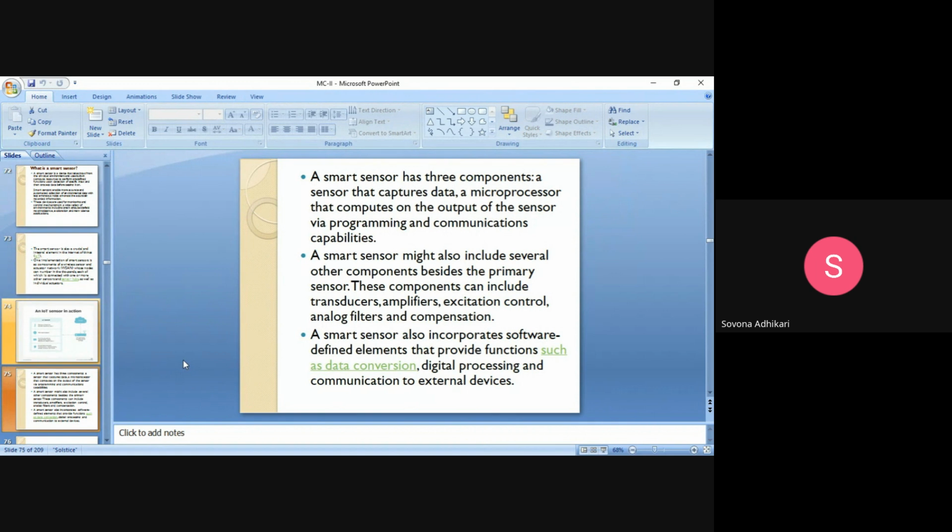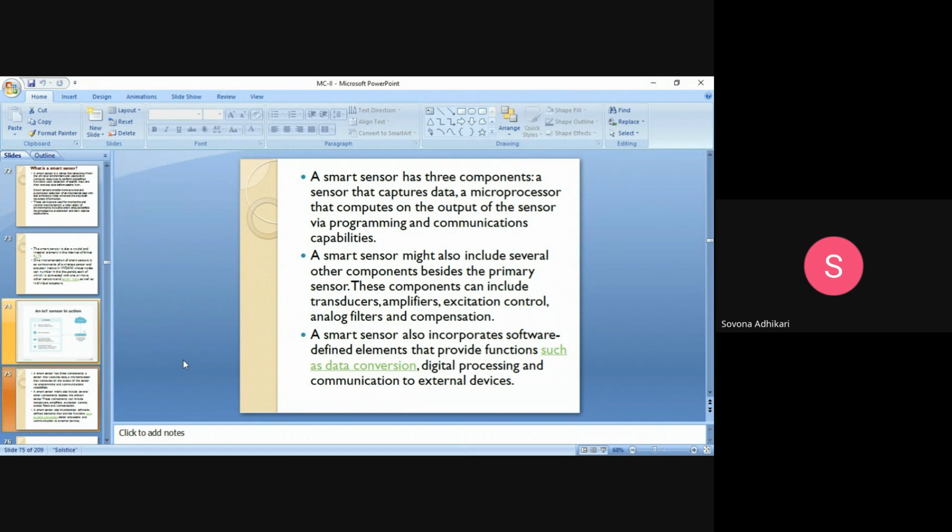A smart sensor might also include several other components besides the primary sensor. The components can include transducers, amplifiers, excitation controls, along with filters and compensation. As we know, a smart sensor senses something, an input from the outside environment, and that goes to the microprocessor. After that, the work of the microprocessor comes: it computes on the output of the sensor via programming and communication capability.